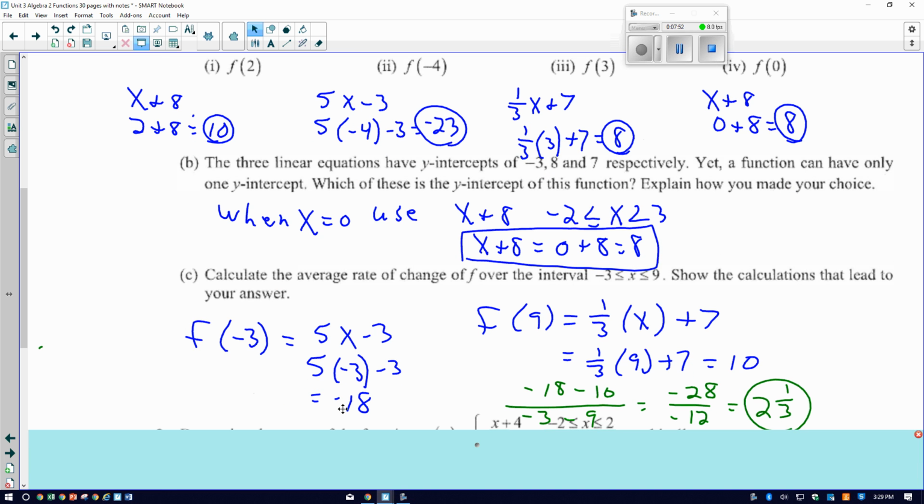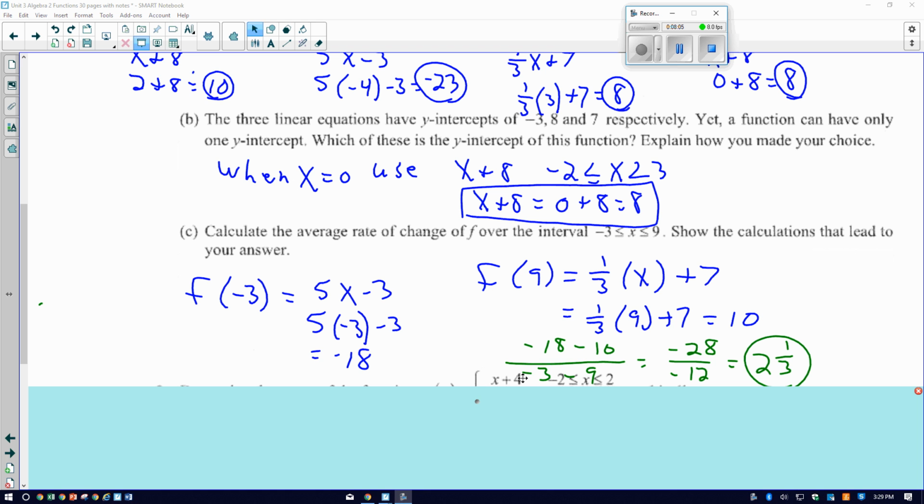Delta y, the answers. This answer minus that answer. Then the x's. Since I put this answer first, then I got to put -3 underneath. It's hidden in there. I got to put 9. -3 minus 9 is -12. -28 over -12. Negative divided by negative is a positive. Bingo.